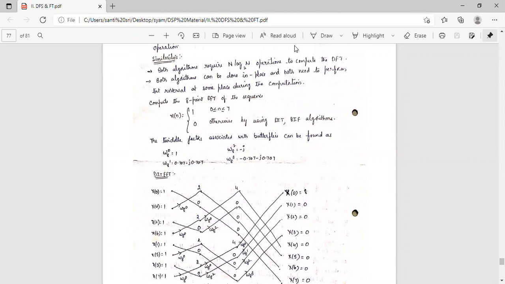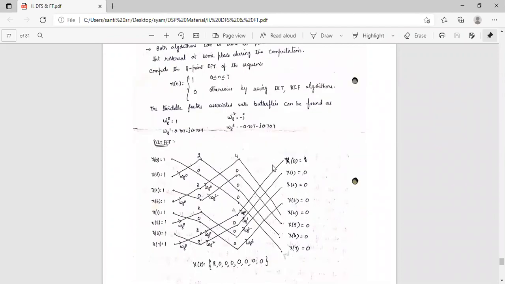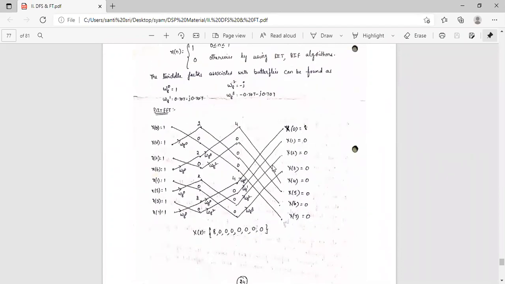The twiddle factors associated with the butterflies can be found as W8 power 0 equal to 1, and W8 power 1. How to get these twiddle factors, we already discussed, right? By simply substituting those values, we get W8 power 0 is 1, W8 power 1 is 0.707 minus j 0.707, W8 power 2 is minus j, and W8 power 3 is minus 0.707 minus j 0.707, right? First of all, we will solve the DIT-FFT algorithm, okay?